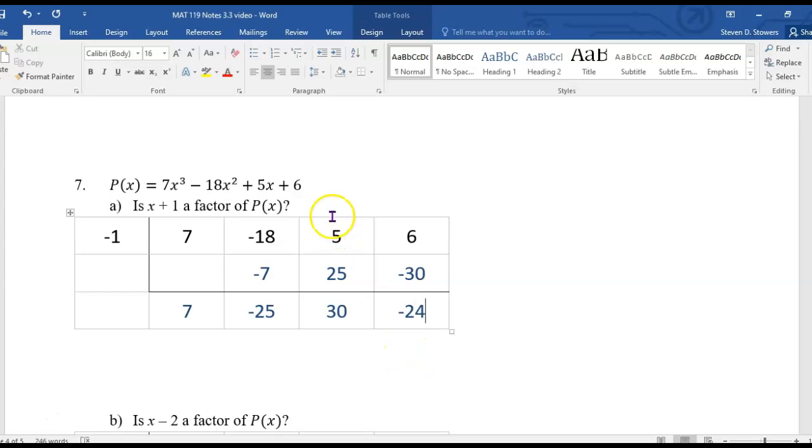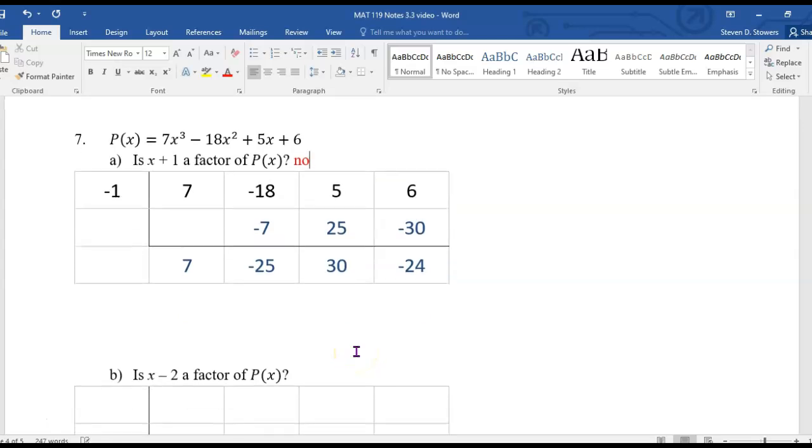So the answer is no. Negative 1, we did not get a remainder of 0. The division did not come out even. x plus 1 is not a factor of that polynomial.